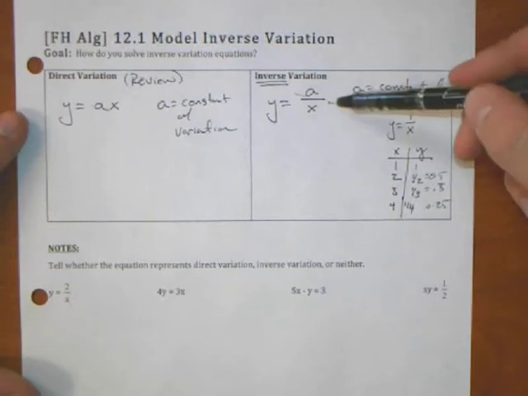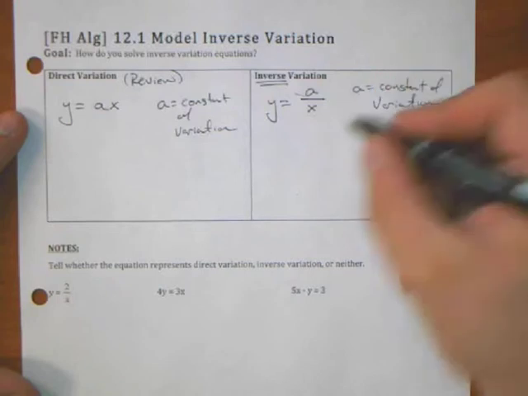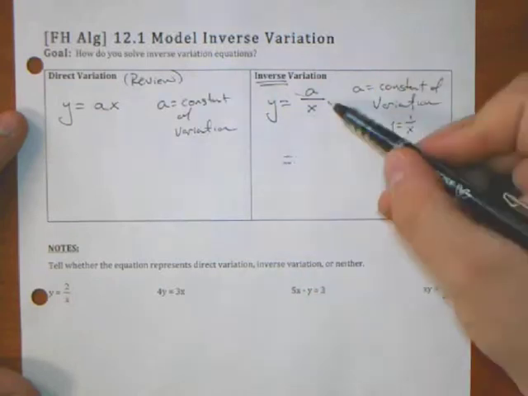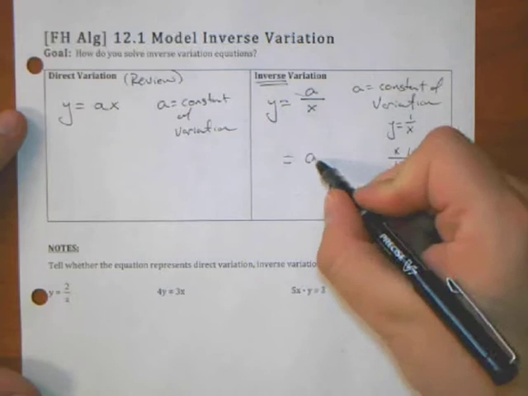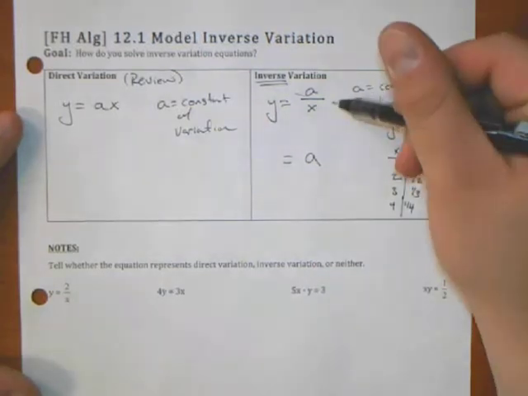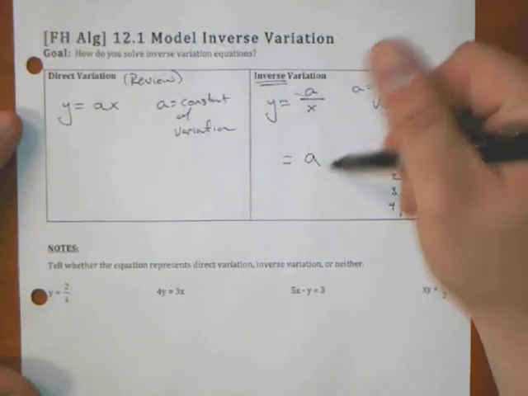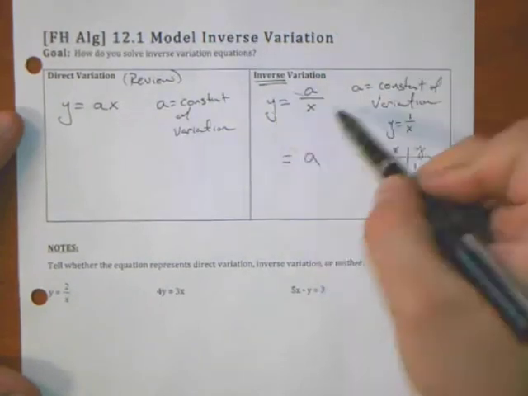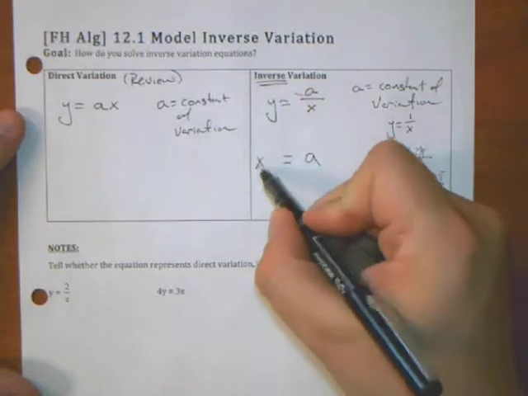To eliminate a fraction, I can multiply both sides by the denominator. If I multiply the right side by the denominator, they cancel, and the only thing left is what was on top. So if I multiply this by x, then I get A over x times x, which is just what's on top. Whatever I do to the right, I better do to the left. So I'm going to multiply y by x.